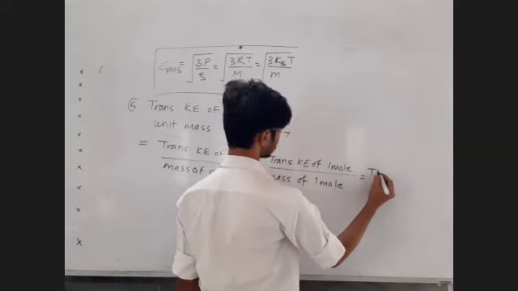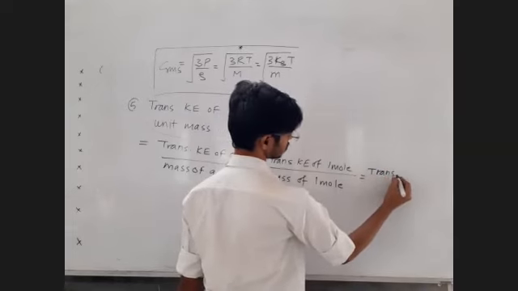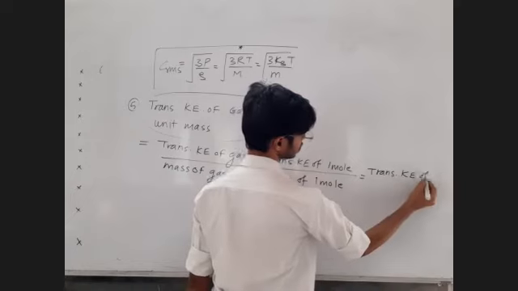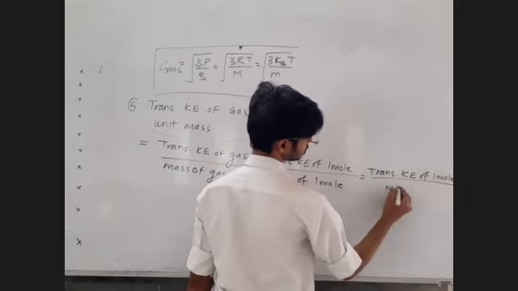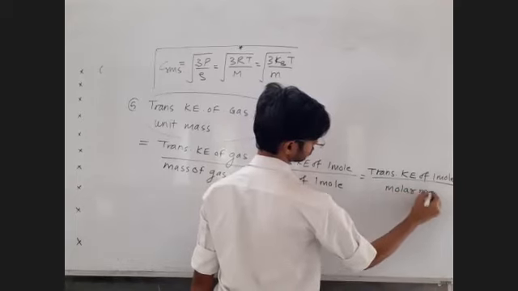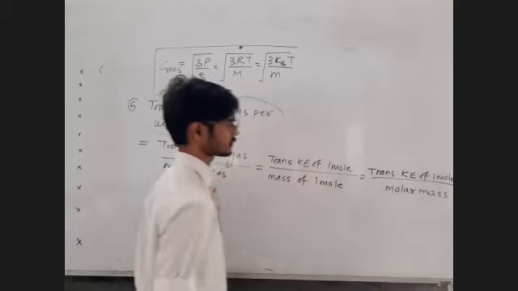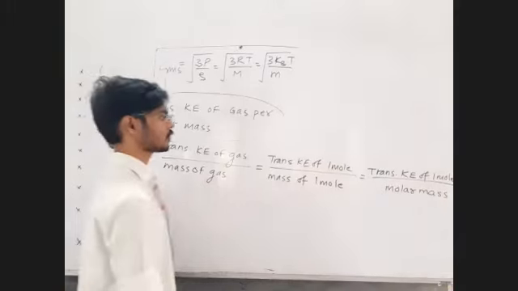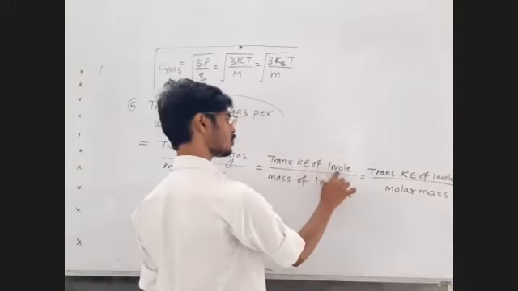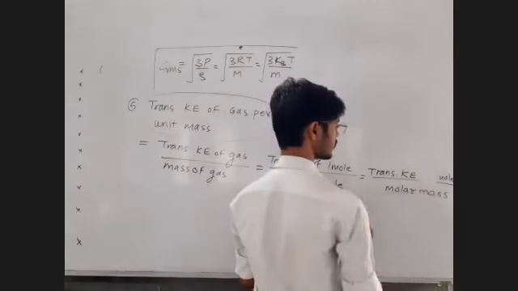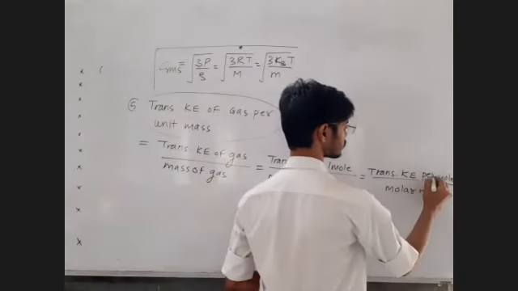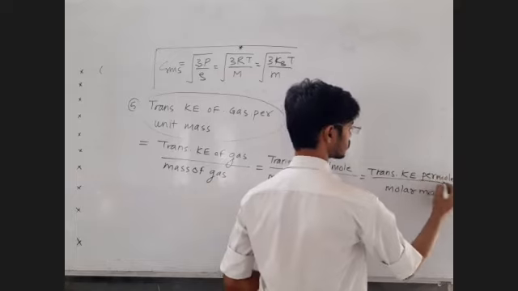So translational kinetic energy of 1 mole divided by molar mass. Okay. For translational kinetic energy of 1 mole, or per mole, no problem. Even if you write here per mole, it is of 1 mole. Per mole means of 1 mole.